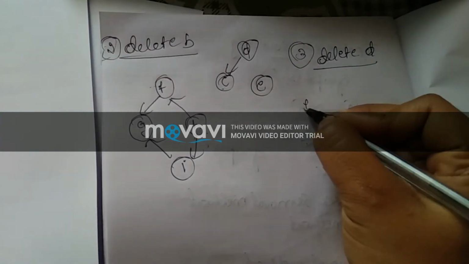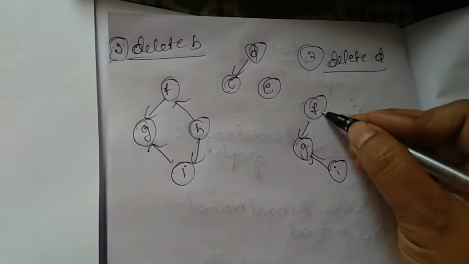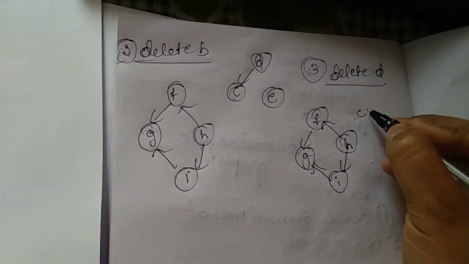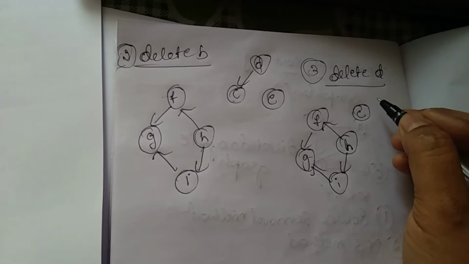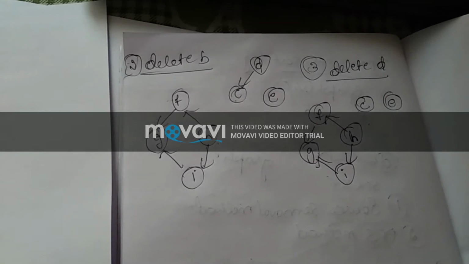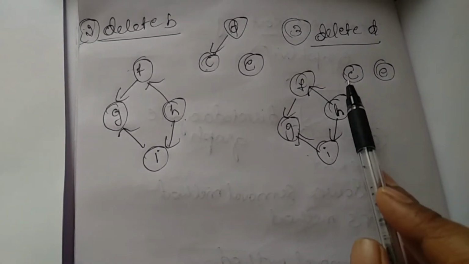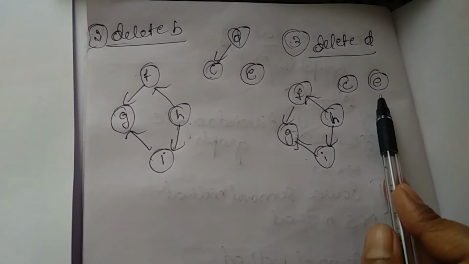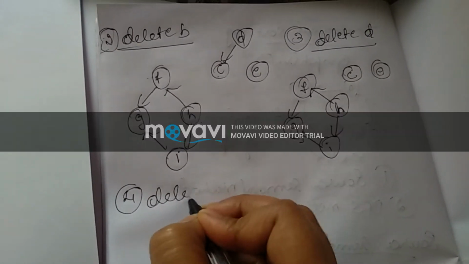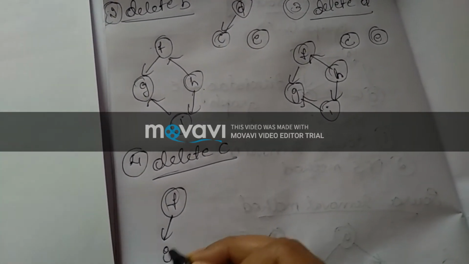Now the third deletion, arbitrarily, means delete D. If you delete D, what graph will you get? I have deleted D, then the outgoing edges from D also will be deleted. C and E will remain as pendant vertices. Now see here, C is not having any incoming edge and E is not having any incoming edge. First, according to our arbitrary rule, you have to delete C. If I delete C, which graph will you get? This remains as it is.